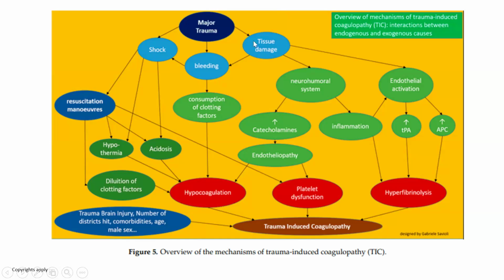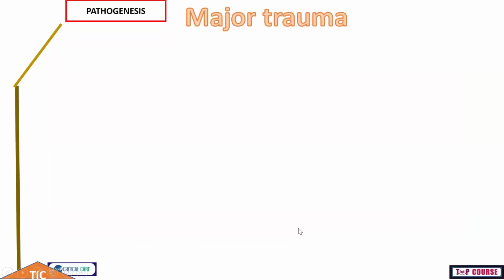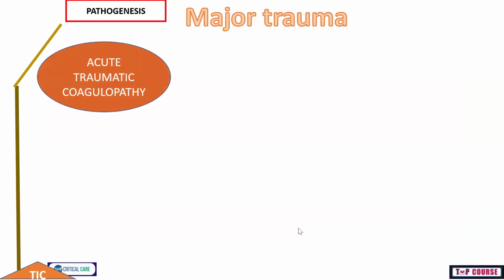Because of bleeding and tissue damage, there will be neurohumoral activation leading to platelet dysfunction, as well as endothelial dysfunction leading to hyperfibrinolysis. Together, hypocoagulation, platelet dysfunction, and hyperfibrinolysis lead to trauma-induced coagulopathy. Okay. So, coming to pathogenesis, I've told you in detail. If someone has trouble remembering that, remember it like this.